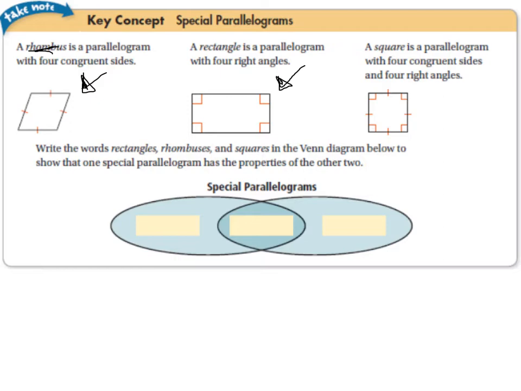So if I'm looking at this Venn diagram right here, if I can have a rhombus, a rectangle, and a square, the characteristics that both share right angles would be a rectangle and a square. So I'm going to write rectangle right here, and I'm going to write square in the middle, because square is the only one that has both right angles, and a rhombus has all four sides congruent. So every square is going to be a rhombus, and every square is going to be a rectangle.